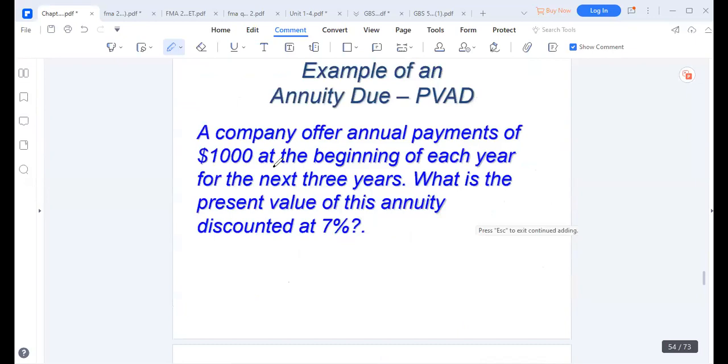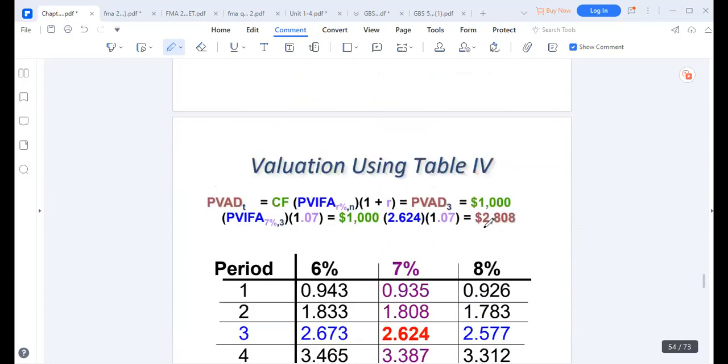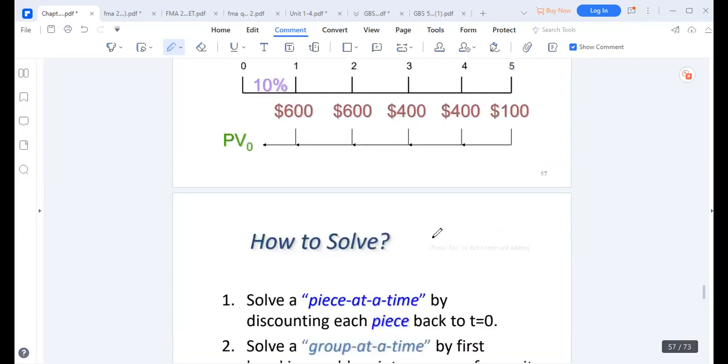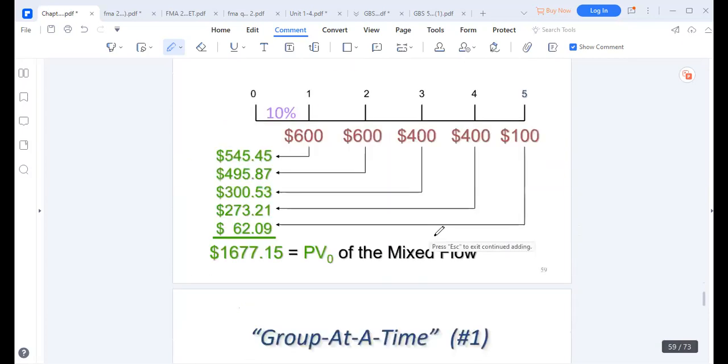So here we just have to look at the beginning, it's an annuity due. At the end is ordinary annuity. So these are the steps to solve a time value of money problem: read the problem thoroughly, create a timeline, put cash flows and arrows on the timeline, and all that.